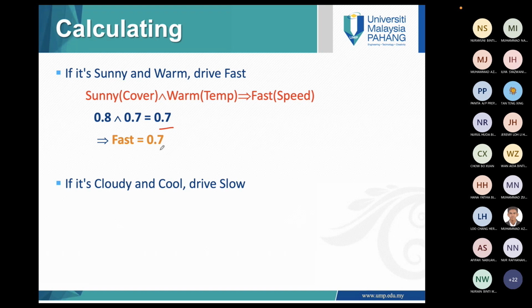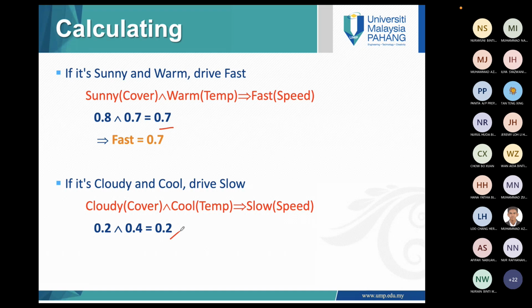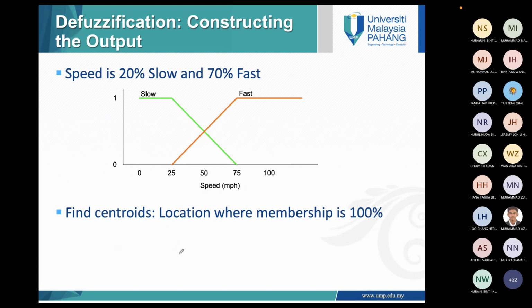So if it's cloudy and cool, drive slow. Let's see if it's true or not. We do the conjunction comparison, 0.2 with 0.4. We choose the minimum value, 0.2. So it is slow. So that is the fuzzy calculation. How about the defuzzification?